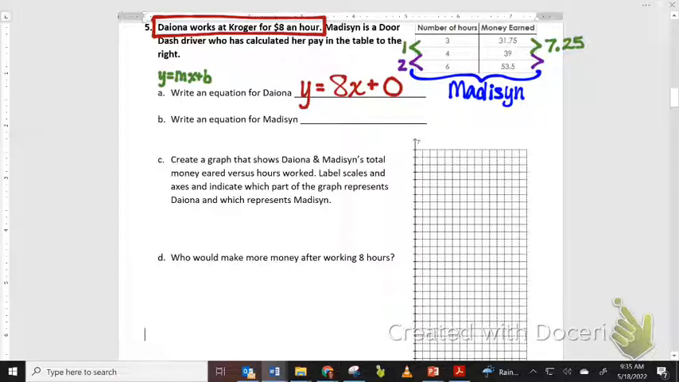How much more did she get for working 2 more hours? How much? 14.5. If she got 14.5 for an extra 2 hours, how much did she get each extra hour? 14.5 was for 2 hours, right? So how much did she get for each hour?